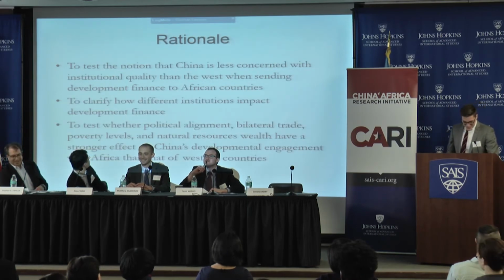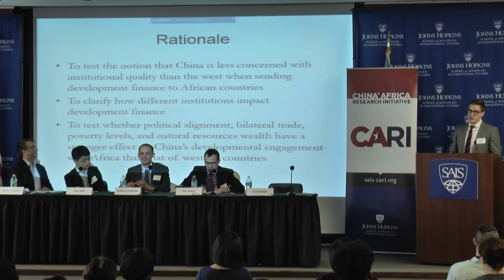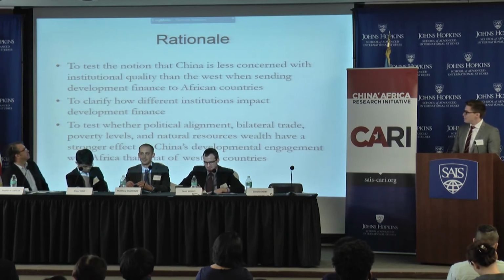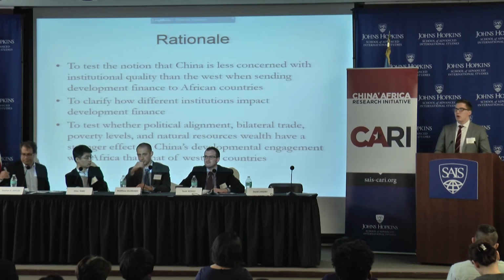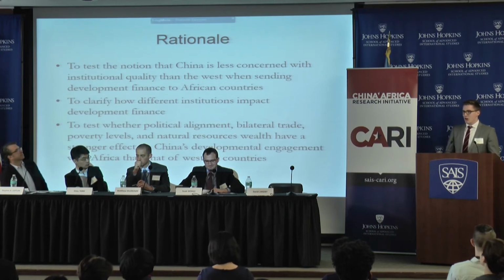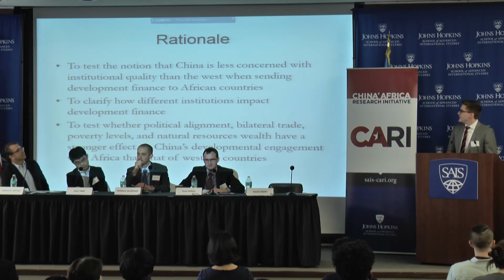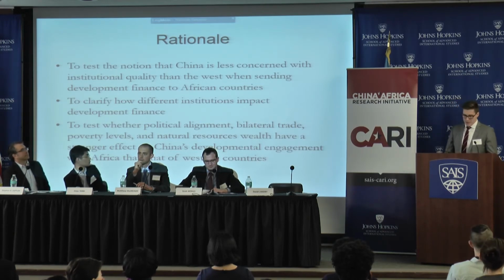All right. My rationale, as I mentioned, is to test the notion that China is less concerned with institutional quality than the West. I also want to look at how different institutions impact development finance. There's been quite a lot of research on corruption and democratic quality and how that impacts Western development finance, but there hasn't been as much on, for example, the impact of human rights. And then to engage more with the existing literature, I also test political alignment, bilateral trade, poverty, and natural resources wealth.